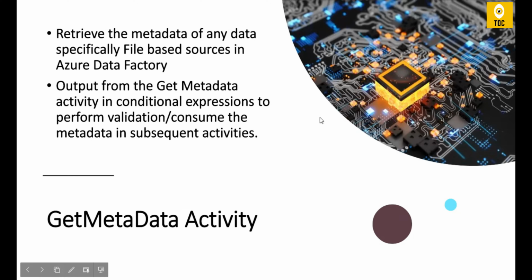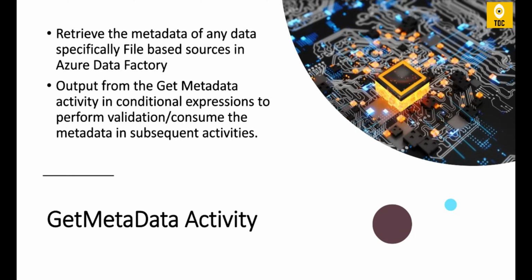Before going into the practicality of it, theoretically, what does Get Metadata activity mean? That is, what is the definition of it? The definition of Get Metadata is: wherever you want to retrieve the metadata information of any data. When we say any data, especially file-based sources, like when you're connecting to Blob Storage, ADLS, a Linux file system, or a Windows file share. All these are file-based systems, right? So when you're connected to those file-based systems through Azure Data Factory, you can make use of the Get Metadata activity and fetch the metadata information of the files or folders.